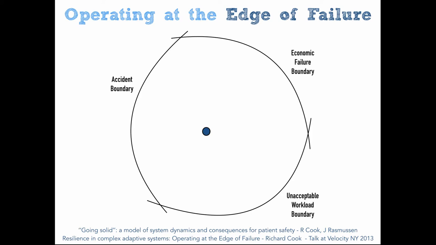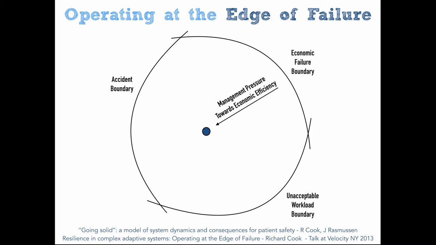So now we don't just have these three boundaries. We also have three different pressures. First, the pressure from management towards economic efficiency. We want to maximize profit and be as efficient as possible.